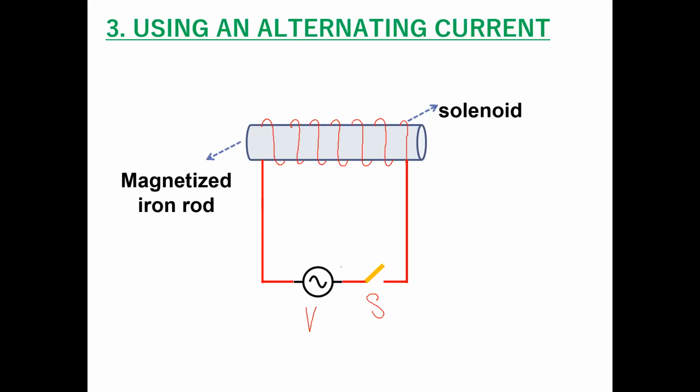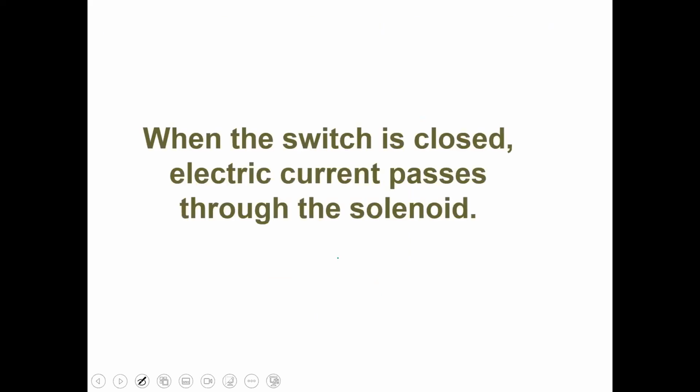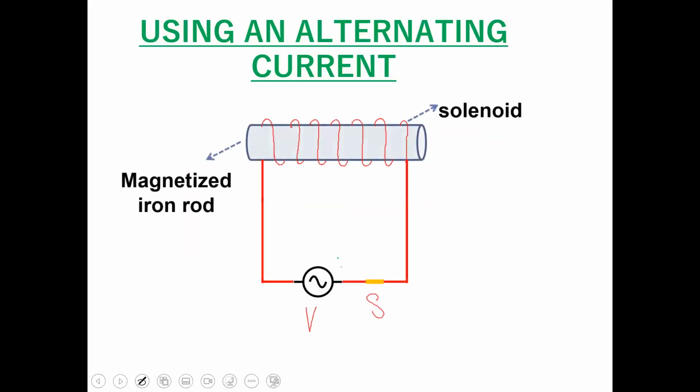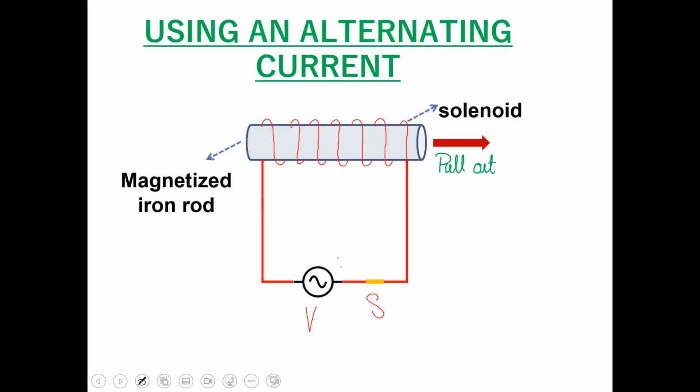Now look at this case. This is an electrical circuit, but now I'm using alternating current AC. I have a magnetized rod and I am connecting it with an alternating supply. When the switch is closed, electric current passes through the solenoid. Now, when electric current passes through the solenoid, after some time, you have to pull out the magnet from the solenoid. Once you pull it out, it will be demagnetized.